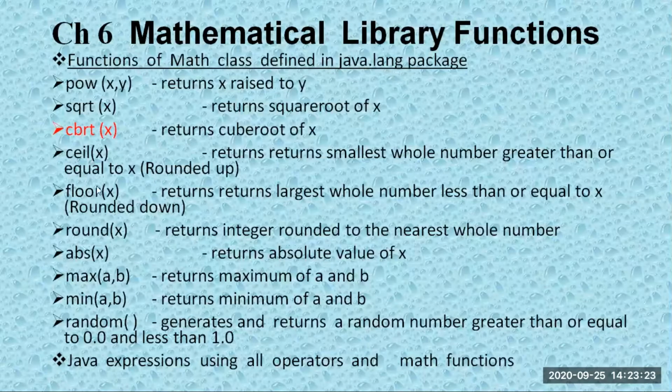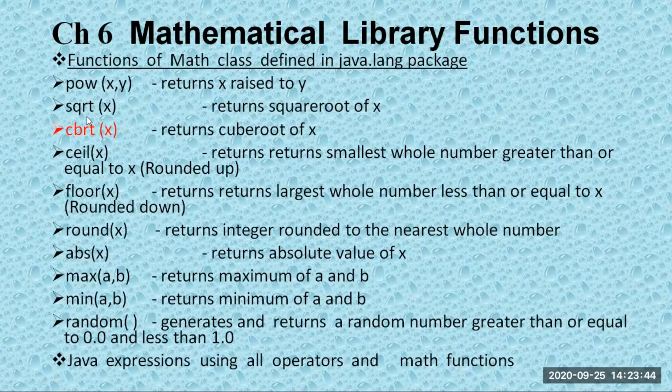The next methods we are going to discuss are these three. The first one is the pow method. Pow stands for power, where we pass two parameters, x and y, so x raised to y. So if I pass 2, 3 here, it will be 2 raised to 3. So what is the answer? 2 raised to 3 is 8.